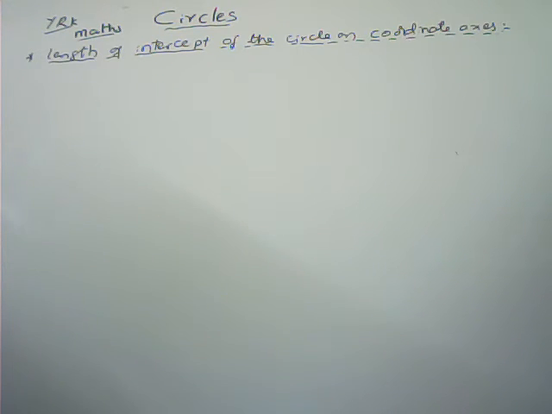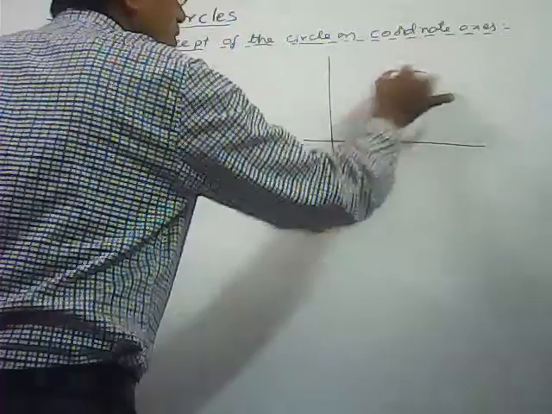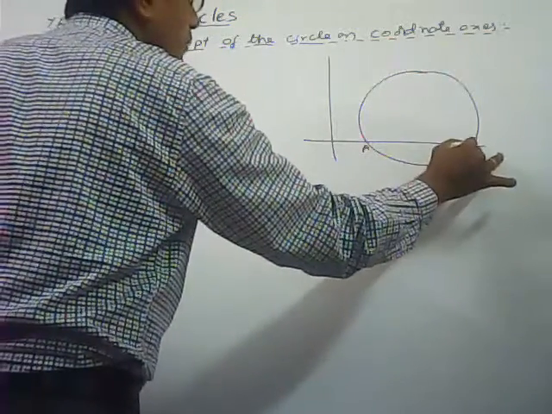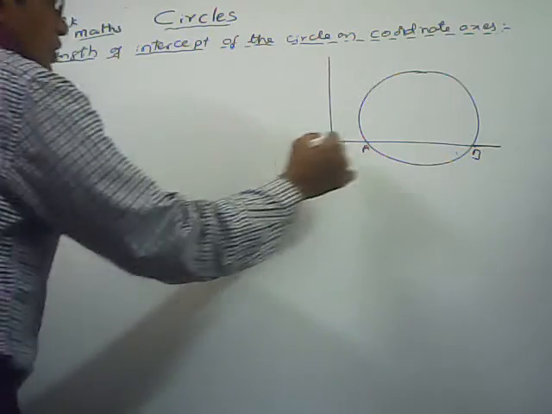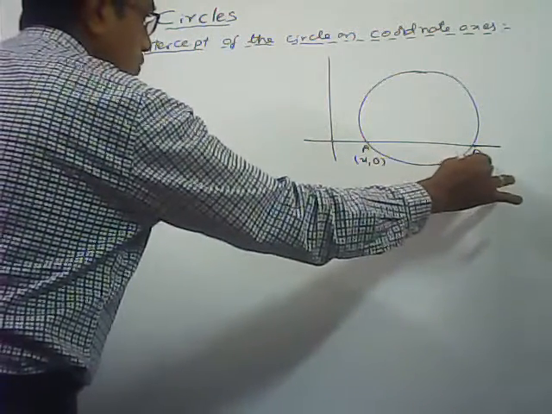Next, length of the intercept of the circle on coordinate axis. Now here you can see, if a circle cuts the x-axis at 2 distinct points A and B, we say AB is the length of the intercept on the x-axis by the circle. Here this one is x1 comma 0, this one I am taking x2 comma 0.